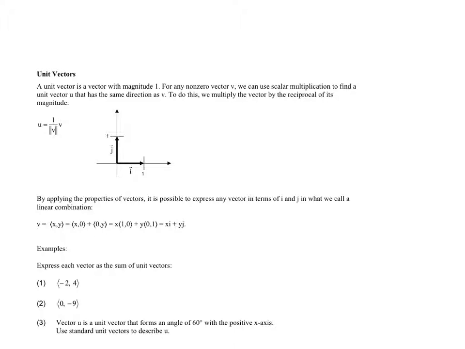A unit vector is a vector with magnitude 1. For any non-zero vector v, we can use scalar multiplication to find a unit vector u that has the same direction as v. To do this, we multiply the vector by the reciprocal of its magnitude.